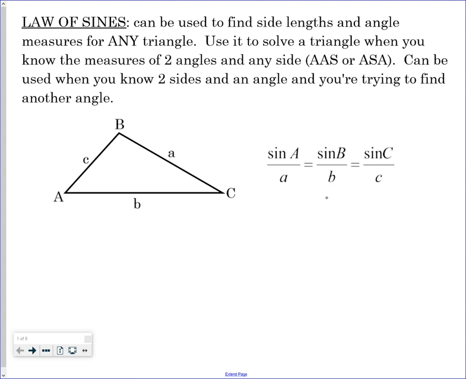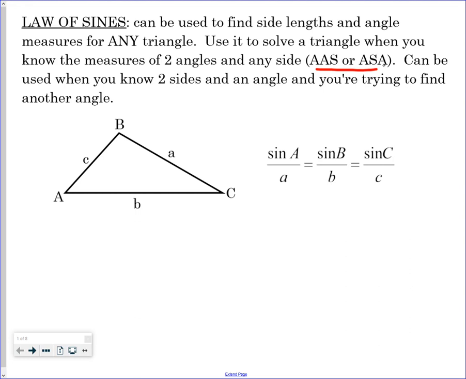It can be used when you know two sides and an angle and you're trying to find another angle. You don't have to memorize that at all. If you want to write this down, because you don't have that, it wouldn't be the worst idea in the world, but you don't have to memorize that. I show you another way to figure it out too. So if you're someone who kind of remembers that and that works for you, maybe write that down, and if not, that's fine too. I don't care, okay?